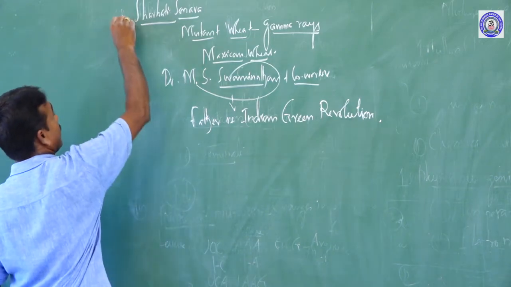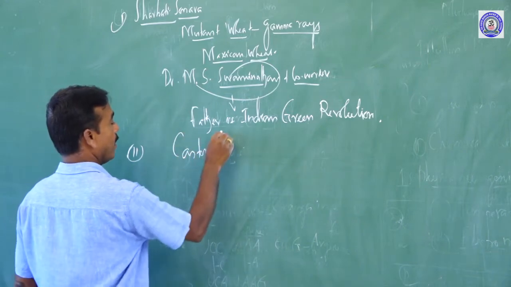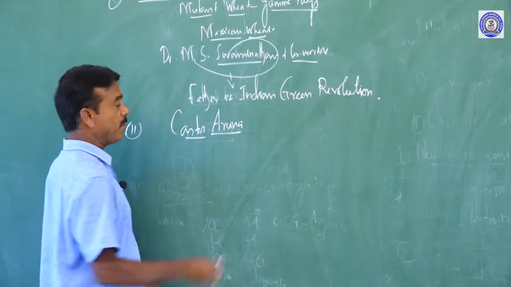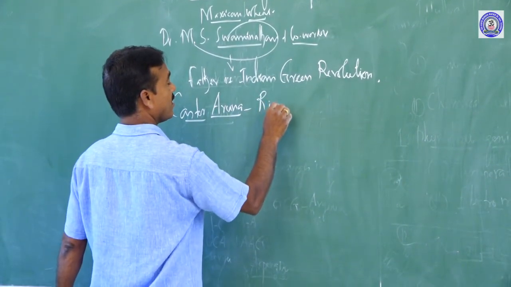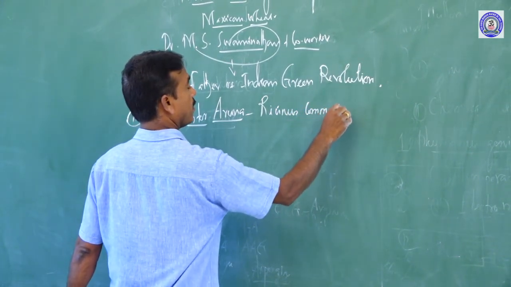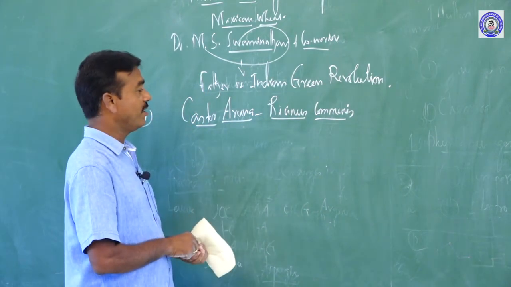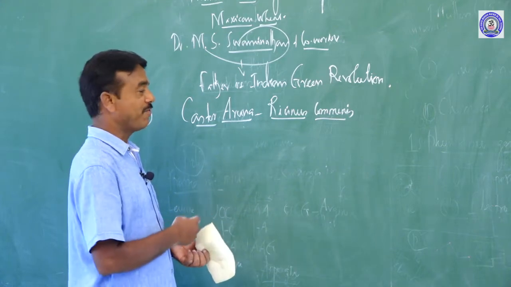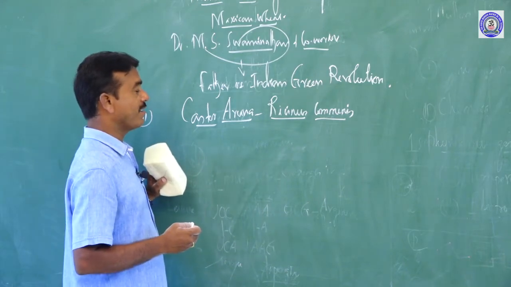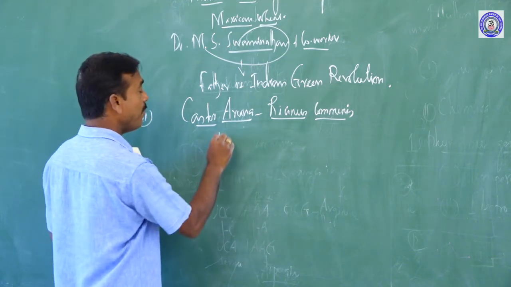The second one is Castor Aruna. Do you know the binomial name of castor? Ricinus communis, which comes under the family Euphorbiaceae. Castor Aruna is a Ricinus communis, family Euphorbiaceae. What is the speciality of Castor Aruna? The seeds are treated with thermal neutrons.